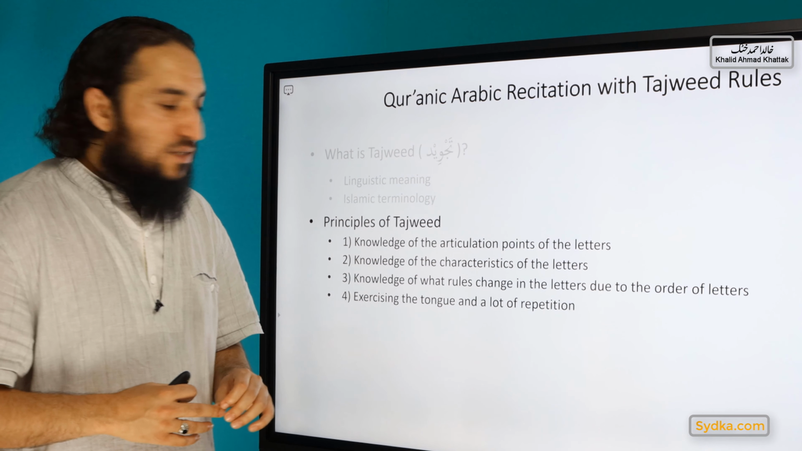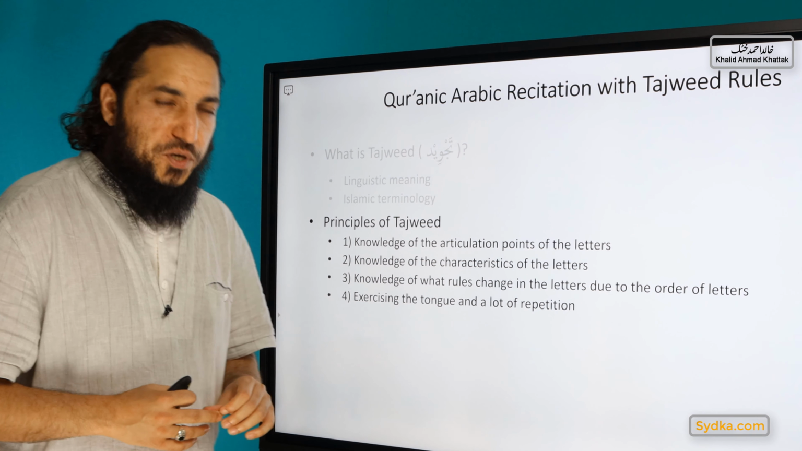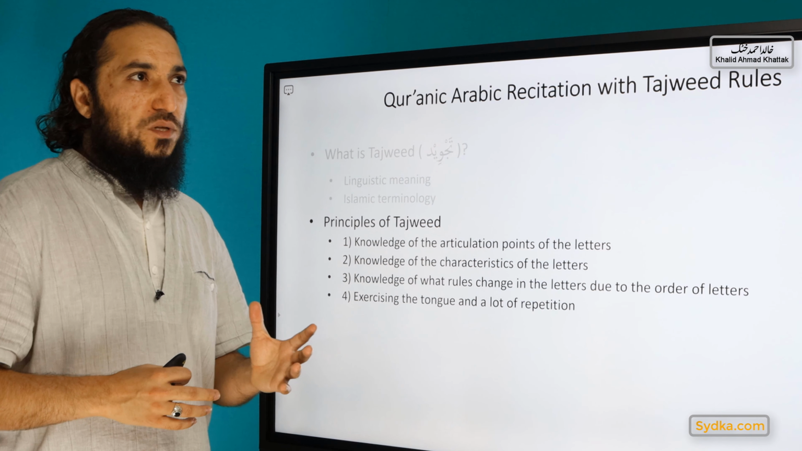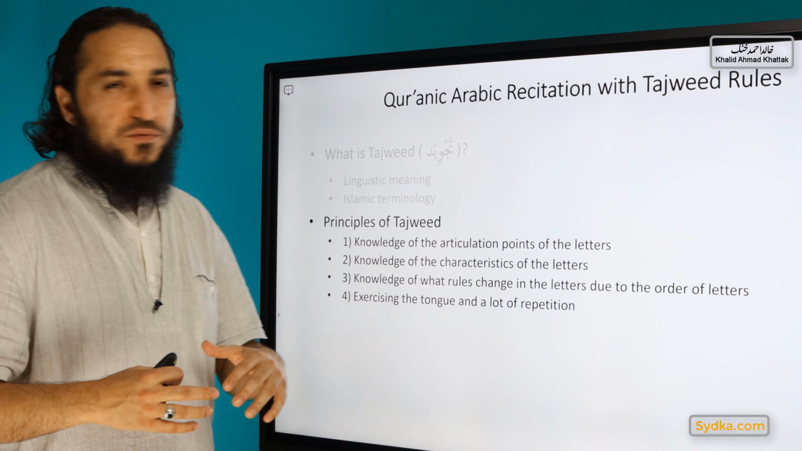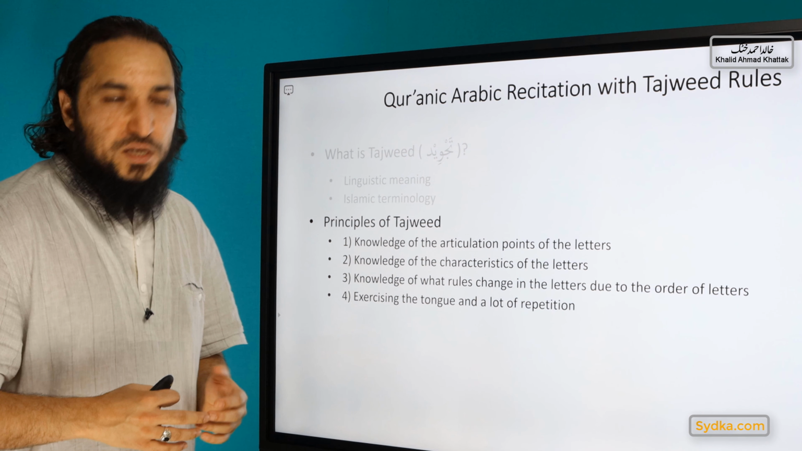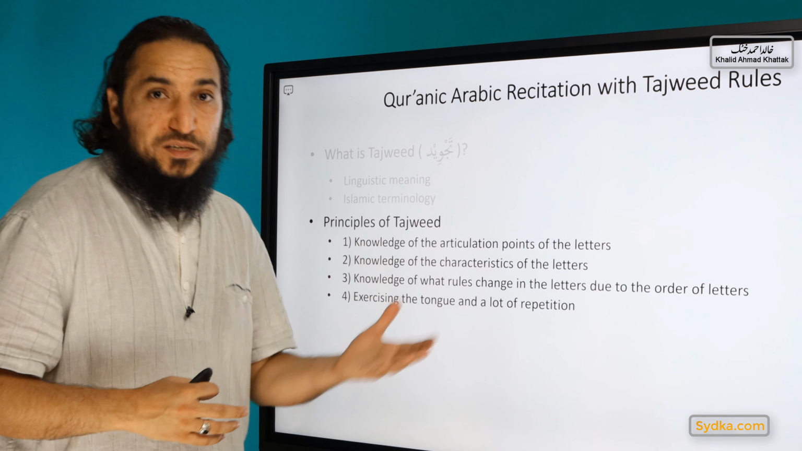And the fourth one is exercising the tongue and a lot of repetition. By the end of this course, you will see that we will have a lot of repetition of different lessons to become a master in Tajweed.